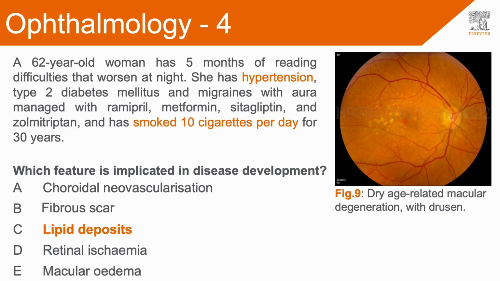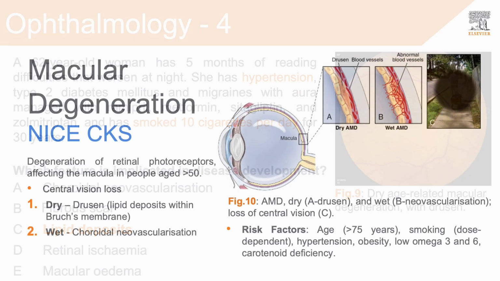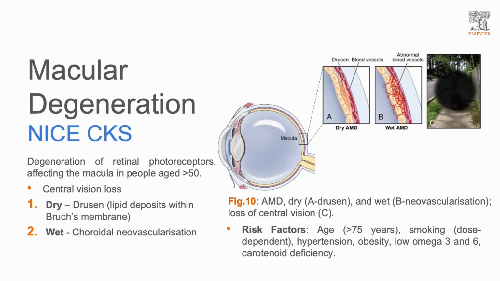Lipid deposits. We can see in figure 9 the characteristic appearance of drusen as observed in dry age-related macular degeneration. Age-related macular degeneration, or AMD, is a progressive disease associated with aging, affecting individuals over 50 years old. It leads to degeneration of retinal photoreceptors, resulting in central vision loss, which can significantly impact daily activities such as reading and recognizing faces. AMD occurs in 2 forms, dry and wet.